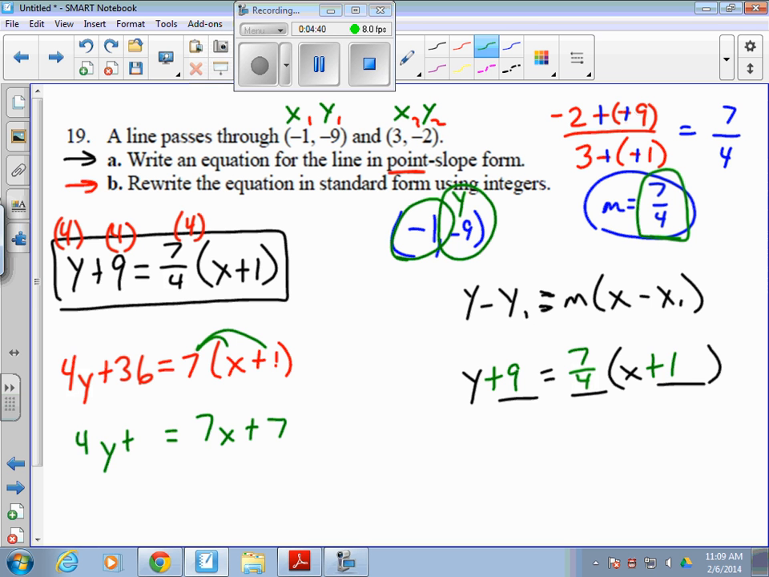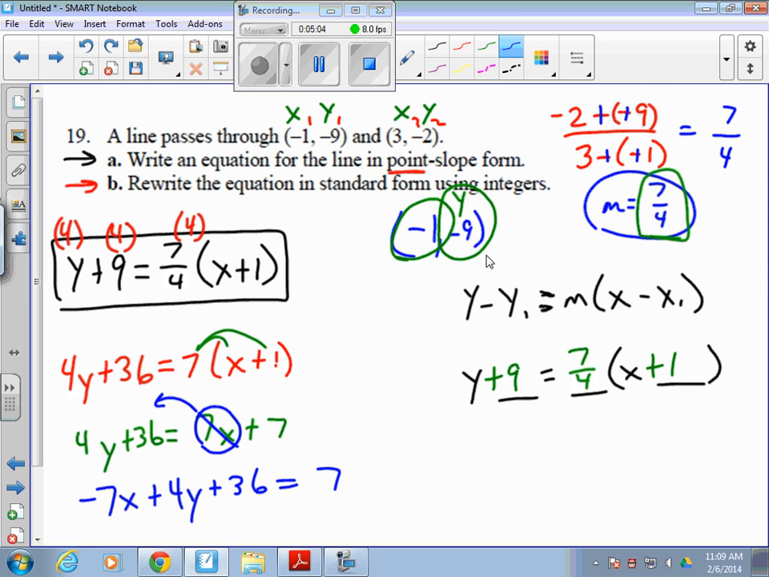And bring everything else down and make it say standard form, ax plus by equals c. We don't quite have that. We need to move our x value over to the beginning of it. 7x is a positive on the right. When you move it over, it becomes -7x. You still have positive 4y, you still have positive 36, and you still have that 7 on the right.